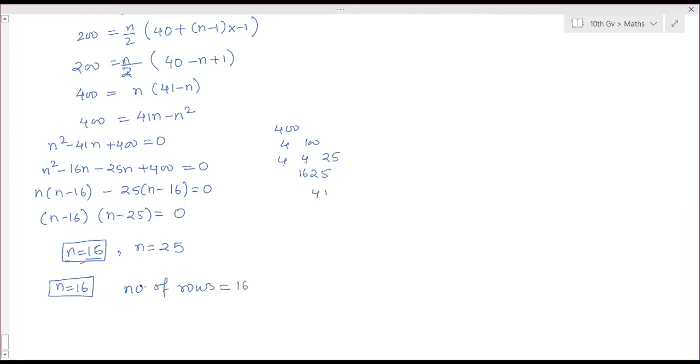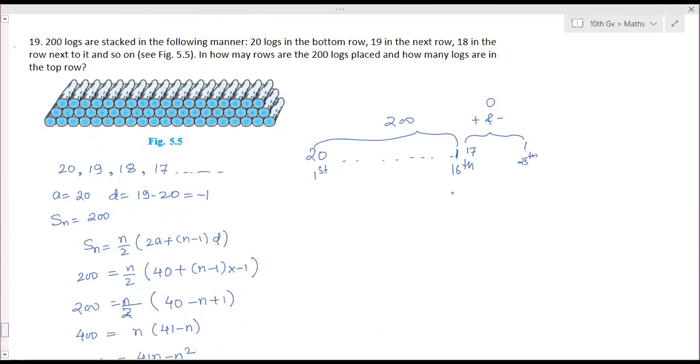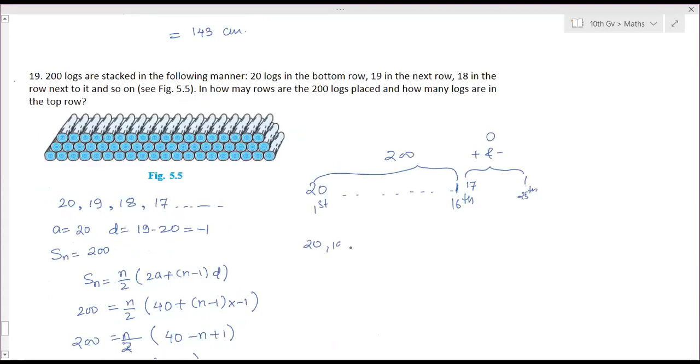The number of rows is 16. And now you have to find the number of logs in the last, the upper one. That is n, ma'am, 5. So 16 rows are there. So a plus 15d. a is 20 plus 15 into minus 1. 20 minus 15, that is equal to 5. So you can check, the 16th term is 5.